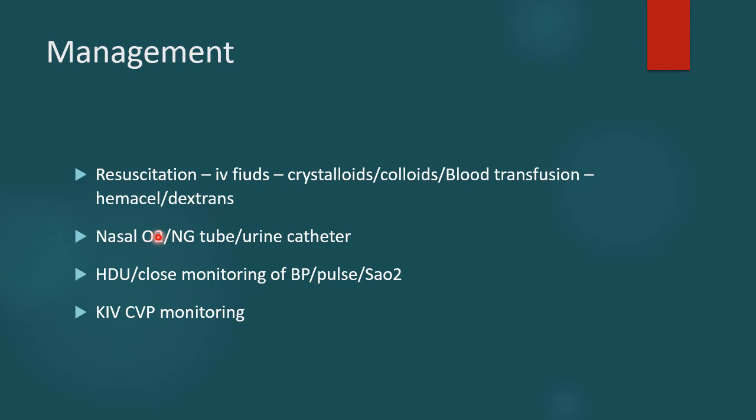Nasal oxygen, NG tube, and urine catheter are important things to be done for these patients with lower GI bleeding. Ideally, they must be nursed in a high dependency unit with close monitoring of the vital signs and arterial oxygen saturation. And at times, they may even need central venous pressure monitoring if the patient is in shock.